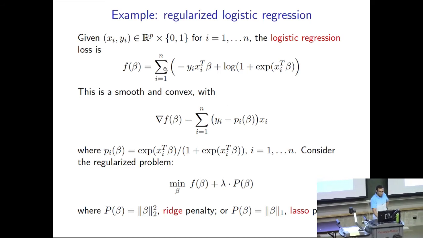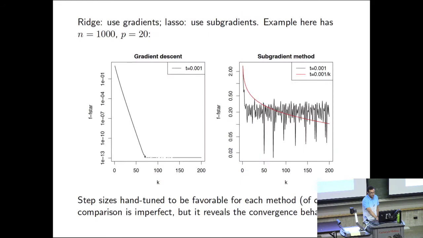So we're going to consider doing logistic regression, so minimizing this over beta with some kind of regularization. And I'm going to choose one form of regularization that's smooth and the other that's non-smooth. So I'm going to apply gradient descent to one and subgradient method to the other. The natural choices are to use ridge regularization or the lasso, so the squared L2 norm or the L1 norm of beta. And this lambda is just some fixed tuning parameter for my experiment. As I said, I'll use gradient descent for ridge and subgradient method for the lasso. This was an example with 1,000 observations and 20 features.